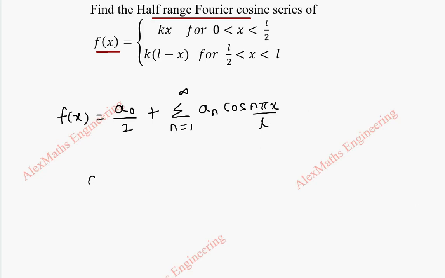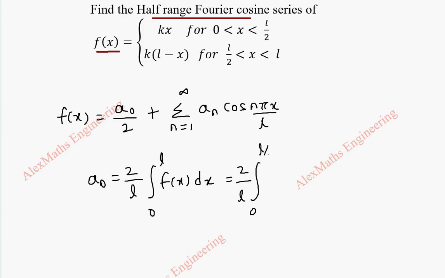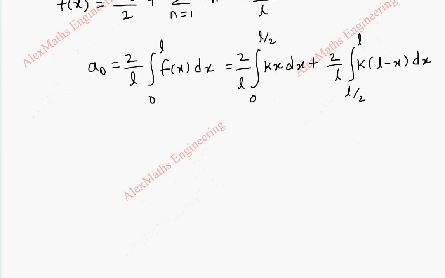Now to find a0, we use the formula 2/L integral 0 to L f(x) dx. But f(x) is made up of two parts. The first part is from 0 to L/2, where f(x) is kx dx. And the second part is from L/2 till L, where it is k(L − x) dx. So we are going to integrate this.